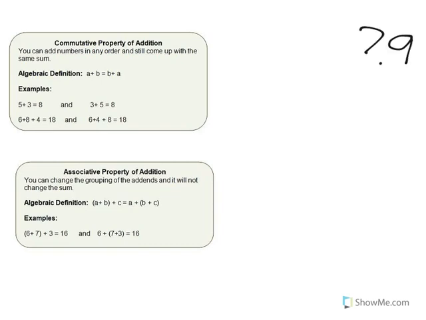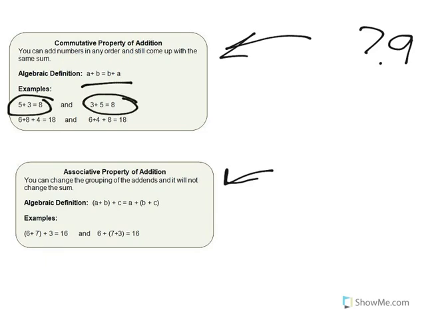We're doing 7.9. We're going to deal with these two properties over here. So the commutative property of addition is you can add numbers in any order and still come up with the same thing. For instance, a plus b equals b plus a. So I can do 5 plus 3, as it shows here, and 3 plus 5 and still get the same thing, right? Okay. And then the associative property, you can change the grouping.